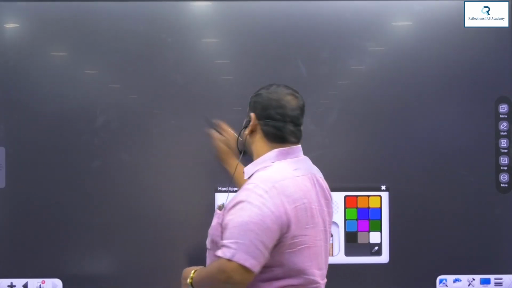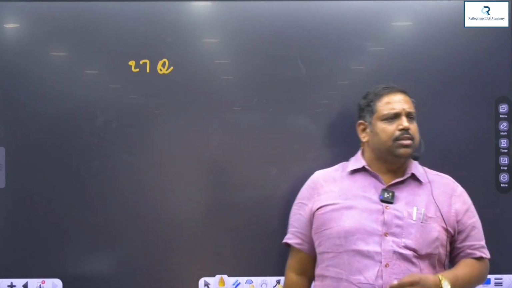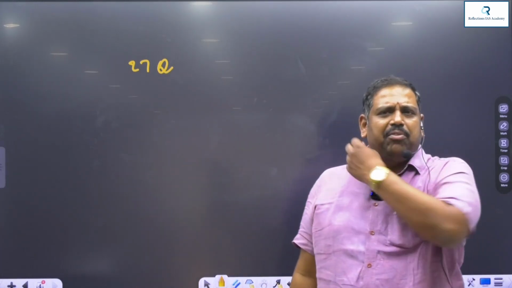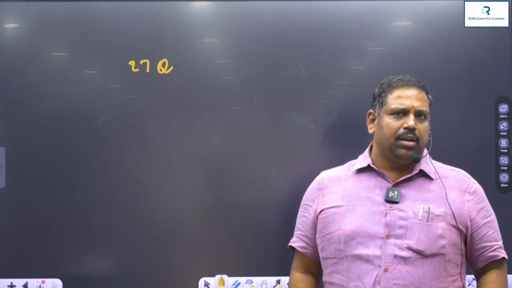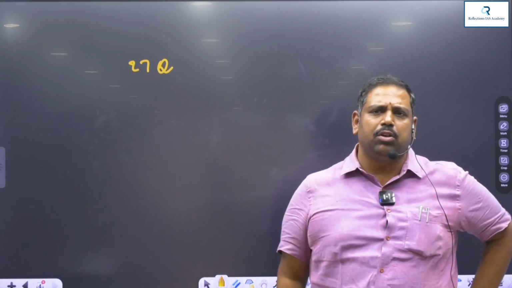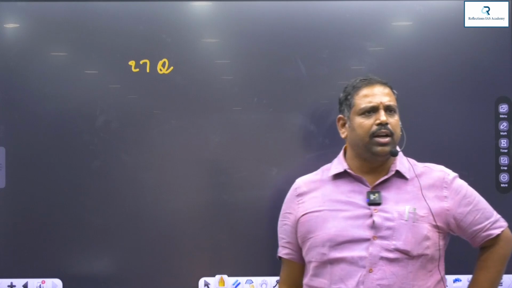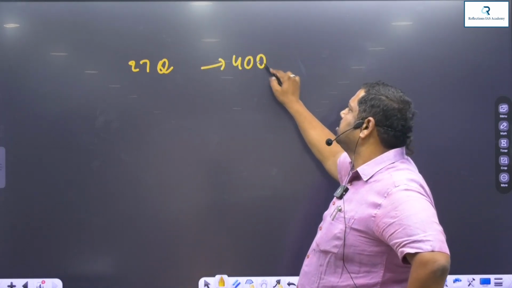If you attempt 27 questions with 100% accuracy, you will qualify the examination. But here is a small problem. If I really attempt 27 questions, is there any rule that 100% it will be accurate? If at least one question goes wrong, the examination is gone, right? That's why my target is not 27 questions. My target is always 40 questions.